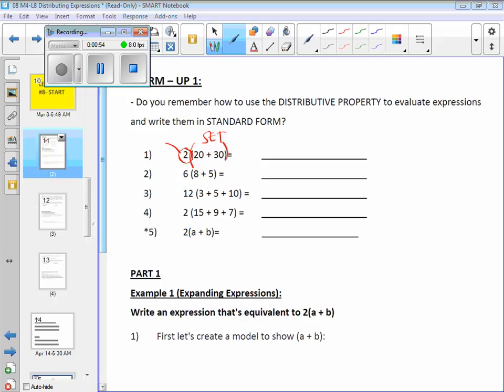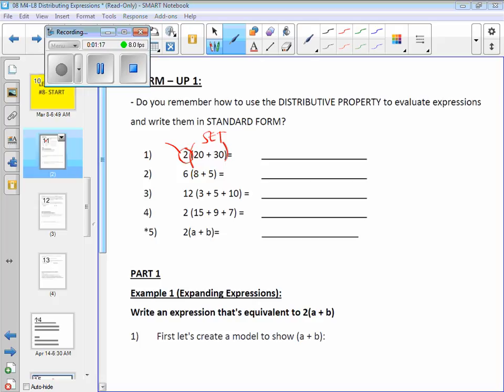I don't know if this has been taught to you down in elementary school or not. It might be new. But that number outside the parentheses tells you how many copies or how many sets there are of what's going on inside the parentheses. So in this case, how many sets are there of 20 plus 30? There's 2. Watch how I model this.